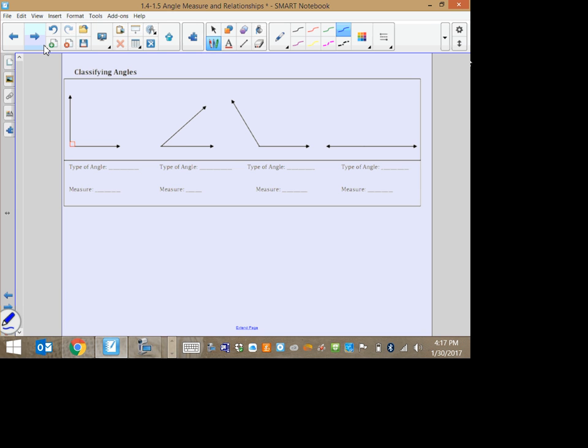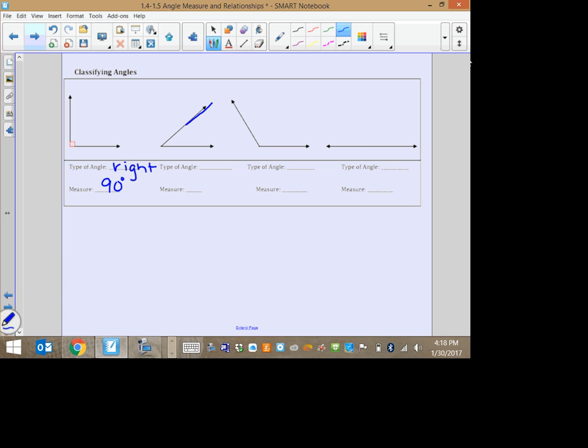Now we're going to talk about types of angles. So many of you have seen this first one. It would be called a right angle because it forms a 90-degree measure. So you've worked with right triangles using the Pythagorean theorem and SOHCAHTOA, stuff like that. So that would be a right angle.